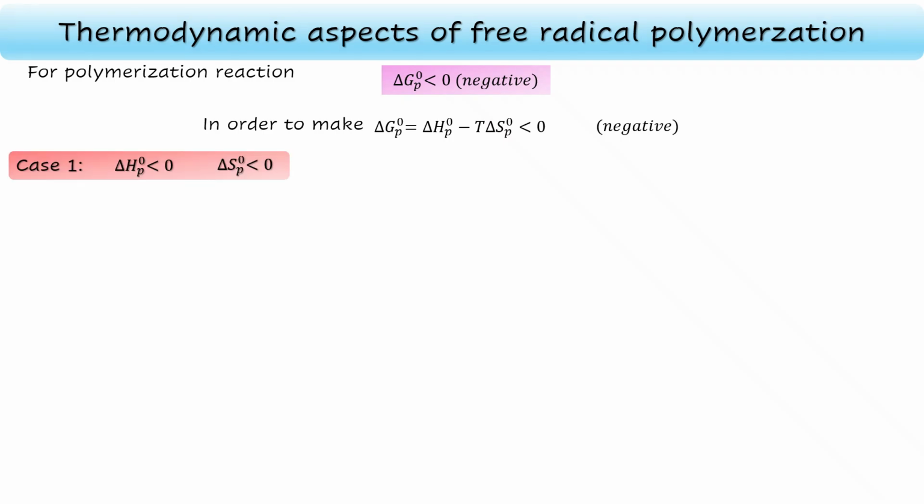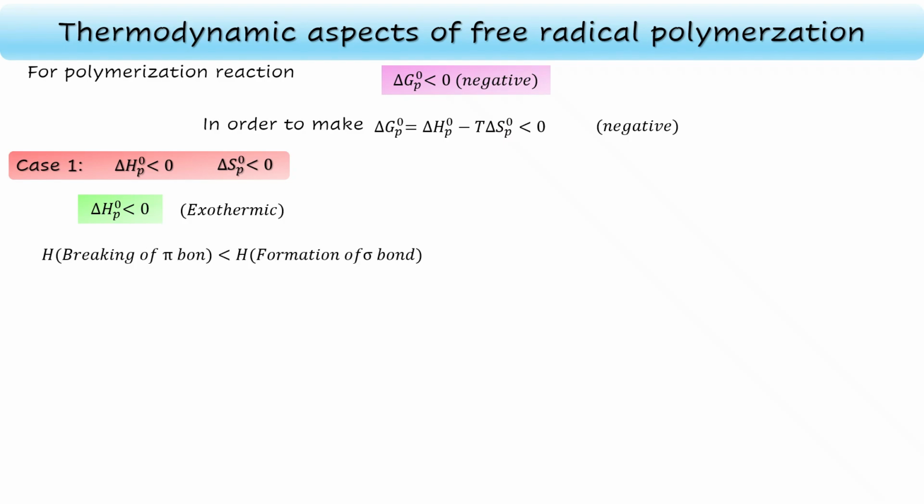Case 1, when ΔHp° and ΔSp° are less than 0 or negative. ΔHp° less than 0 means the reaction is exothermic. For an exothermic reaction, energy is released because breaking the pi bonds in the monomer requires less energy than forming the sigma bond in the polymer. So enthalpy favors the reaction.